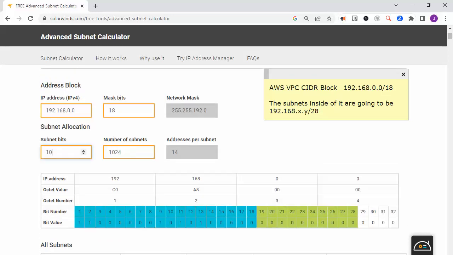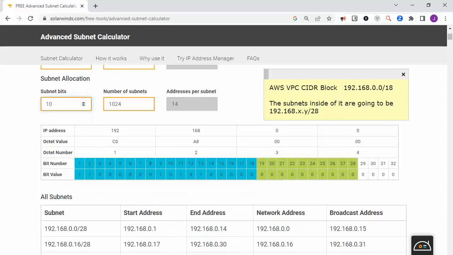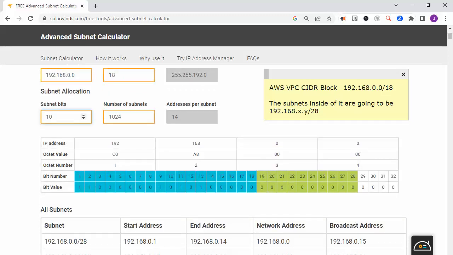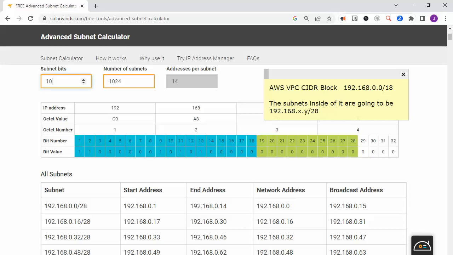Now if you want to take a look at the actual subnets that you can create in this space, remember that in all of this space you're going to be able to fit 1024 subnets, which is a lot of subnets. If you want to take a look at the list of the actual IP addresses, you can see the first one is going to start at 192.168.0.0, which was the original starting number here. It's going to be /28. The IP addresses that subnet is going to have are from 192.168.0.1, which is the first usable IP address, and the last usable IP address is going to be this one.